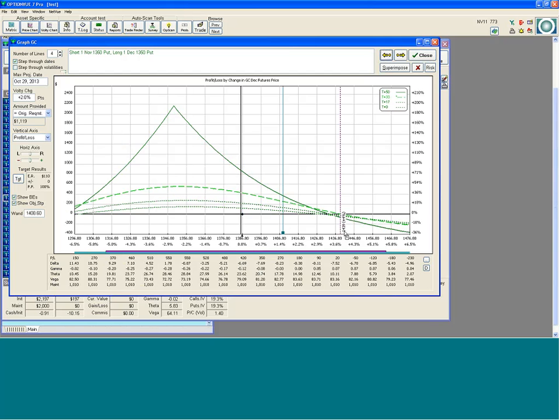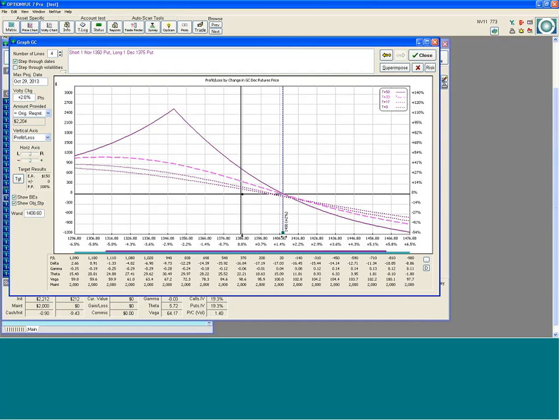So we have more room with the more conservative trade, but we have more profit potential in dollars with this trade. These are the two strategies that I would use as a go-to strategy for, as I say, a bearish outlook with an expected increase in implied volatility.